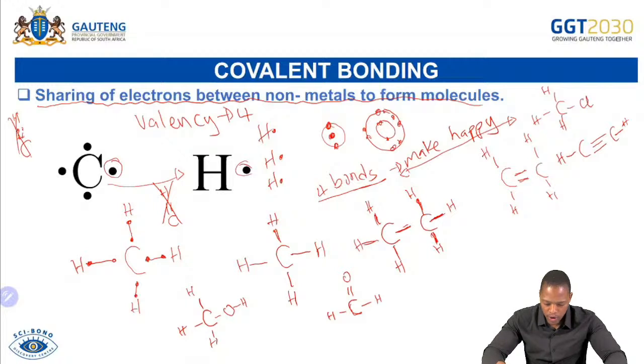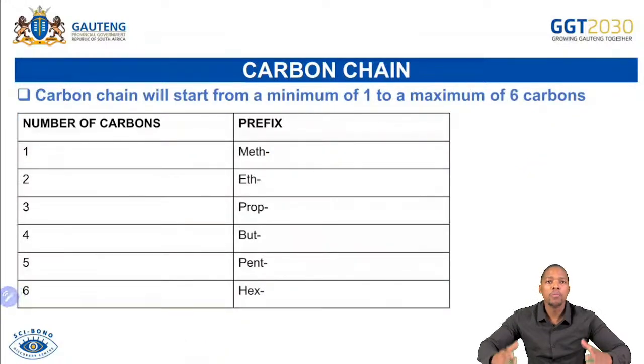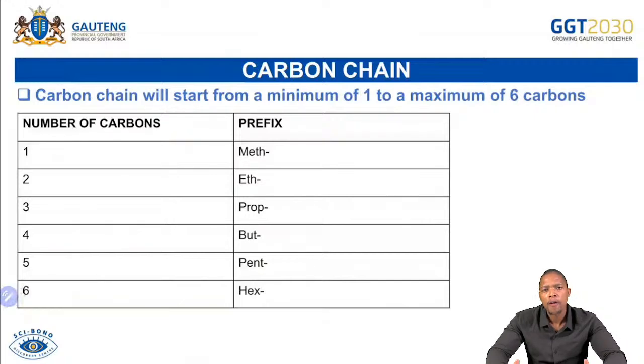Okay, if we know where the lines are coming from, then maybe we can now start jumping to some organic chemistry. And I want you to look at organic chemistry as sort of learning a new language. Grade 12, we are learning a new language.